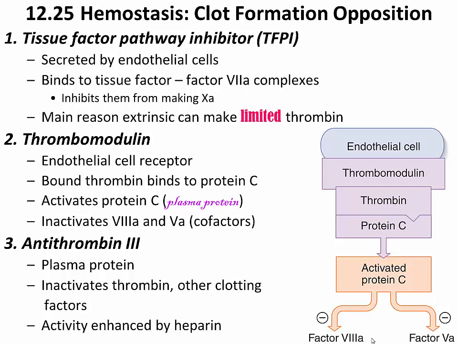Lastly, this is not pictured here, but we have a third factor, antithrombin 3, which is a plasma protein that binds to thrombin and inactivates thrombin and other clotting factors. Its activity is enhanced by heparin. You're familiar with the role of heparin as an anti-clotting agent. If you're taking blood in the laboratory, you may place it into heparinized tubes if you want to prevent it from clotting. And so this anti-clotting activity is mediated through antithrombin 3.